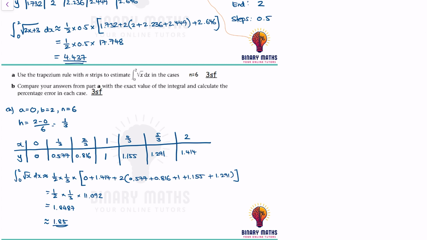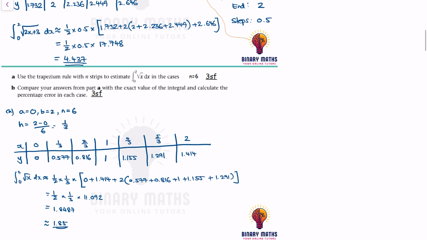Compare your answer from part A with the exact value of the integral and calculate the percentage error in each case. Okay, so if I'm trying to work out the exact value, I need to do a definite integral. So root x dx is the same thing as, in index form, x to the power half dx. When I integrate x to the power of half dx, I get x to the power of 3/2 divided by 3/2, which is the same thing as multiplying by 2/3. Okay, so I need to substitute 2 and then substitute 0 in and subtract it.